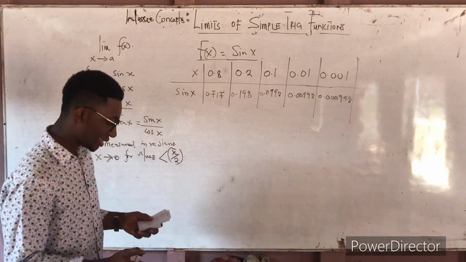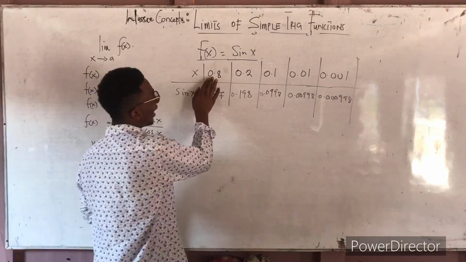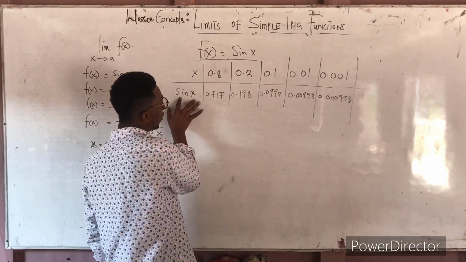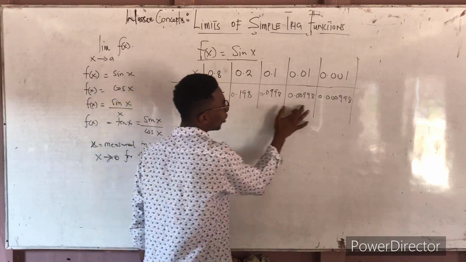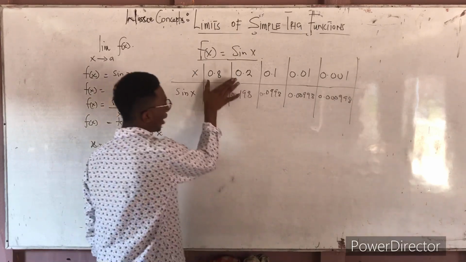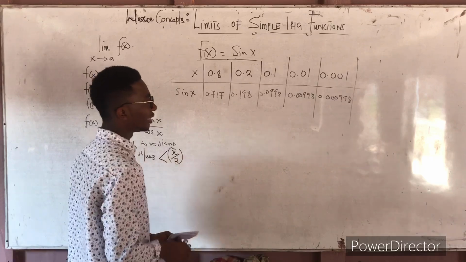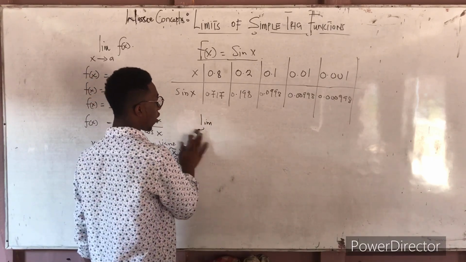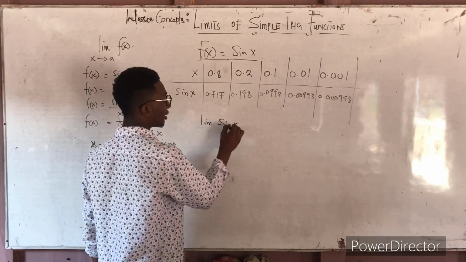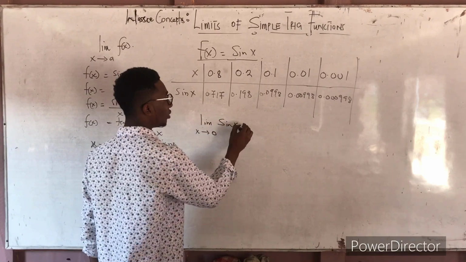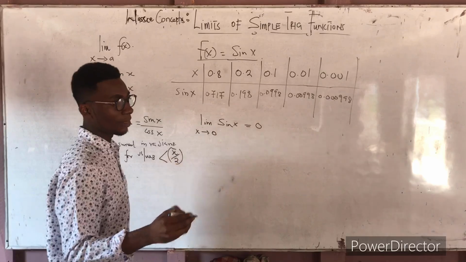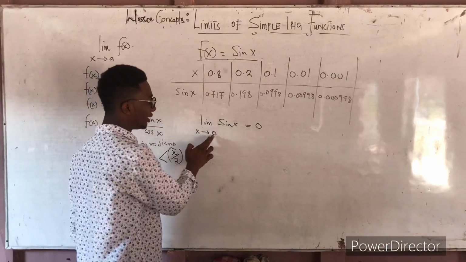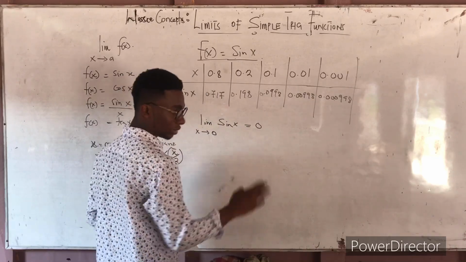So what we can see here is that as x approaches 0, or as x is decreasing to 0, the value of sine x is also approaching 0. So the limit of sine of x as x approaches 0 is equal to 0.